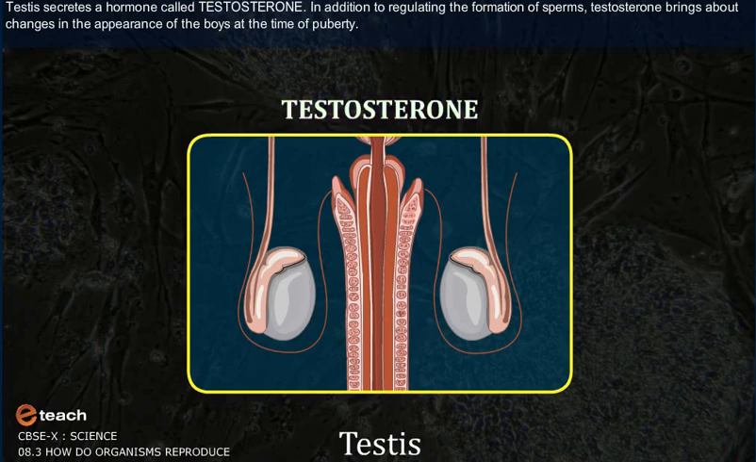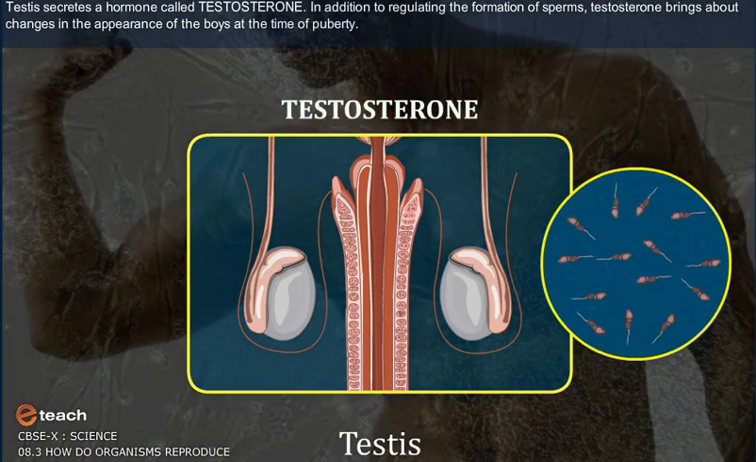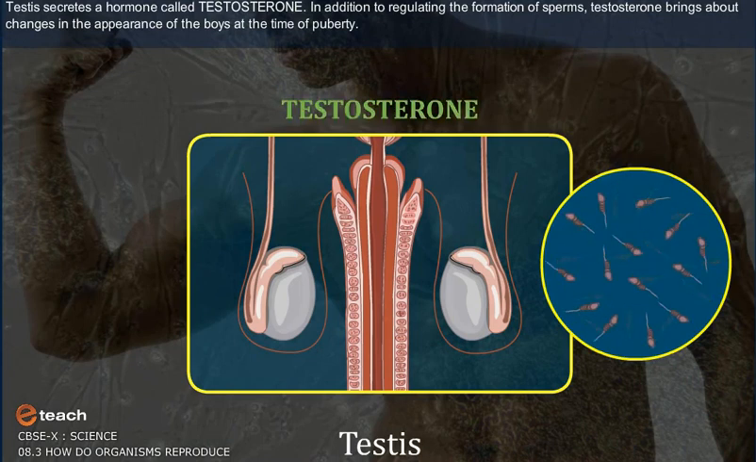Testes secrete a hormone called testosterone. In addition to regulating the formation of sperms, testosterone brings about changes in the appearance of the boys at the time of puberty.